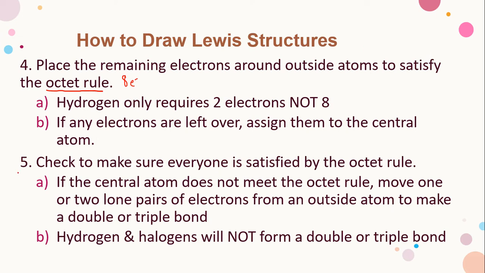That leads us to step 5. Check to make sure everyone's satisfied by the octet rule. If the central atom does not meet the octet rule, we have to move a pair of electrons to make a double bond and even possibly a triple bond. One thing to note is hydrogen and halogens, and when I mean halogens is things like fluorine, chlorine, bromine, iodine, will not form double or triple bonds.